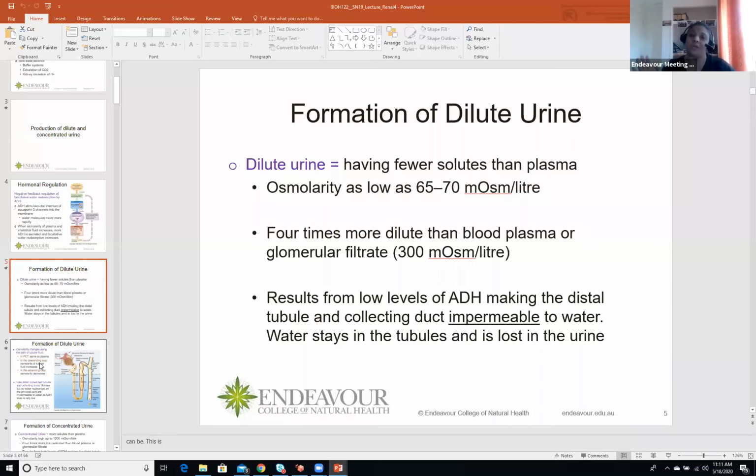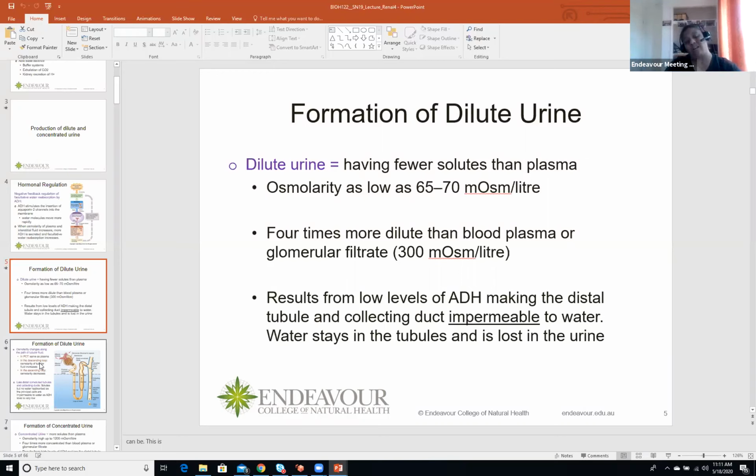We're not only talking about sodium or potassium, but we're talking about all the different types of electrolytes together, molecules together in the blood plasma. They amount to a strength of approximately 300 milliosmoles per liter. So that is the osmolarity of the plasma.